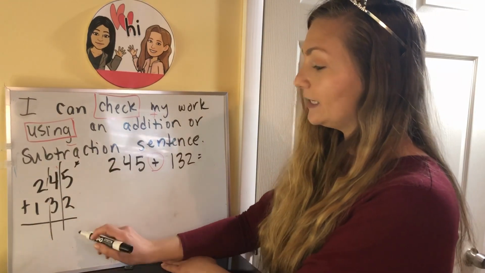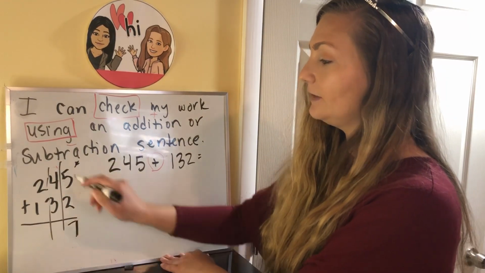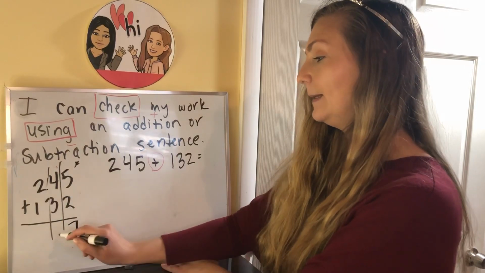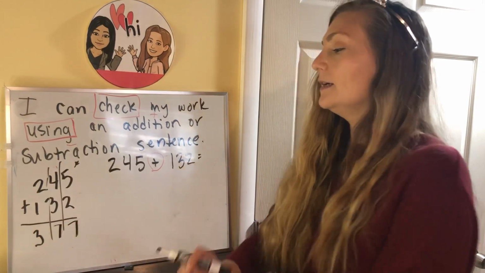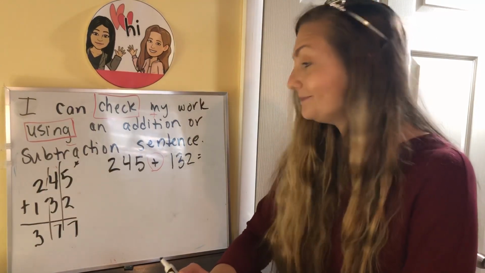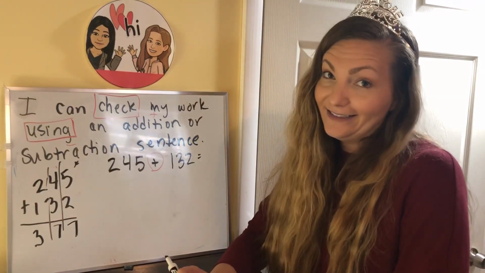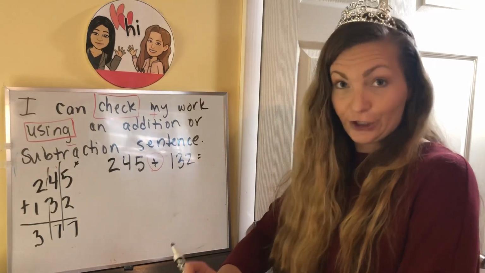5 plus 2 is 7. 4 plus 3 is 7. 2 plus 1 is 3. So now I have an answer. I'm pretty sure it's right, but I want to know for sure.